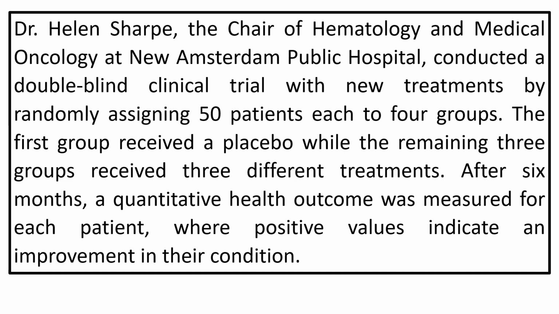After 6 months, a quantitative health outcome was measured for each patient, where positive values indicate an improvement in their condition. So what can we take out of this description that is important for our analysis? Well, first of all, we have 50 patients, each randomly assigned to 4 groups. Given that we're dealing with groups, that's telling us that we have one categorical variable in this scenario.